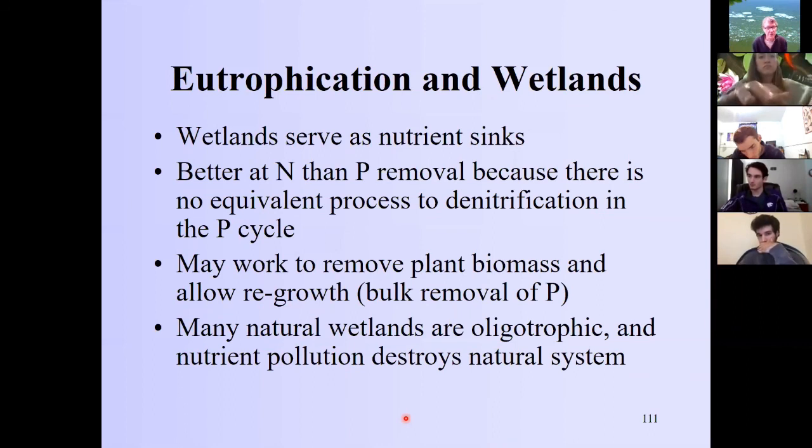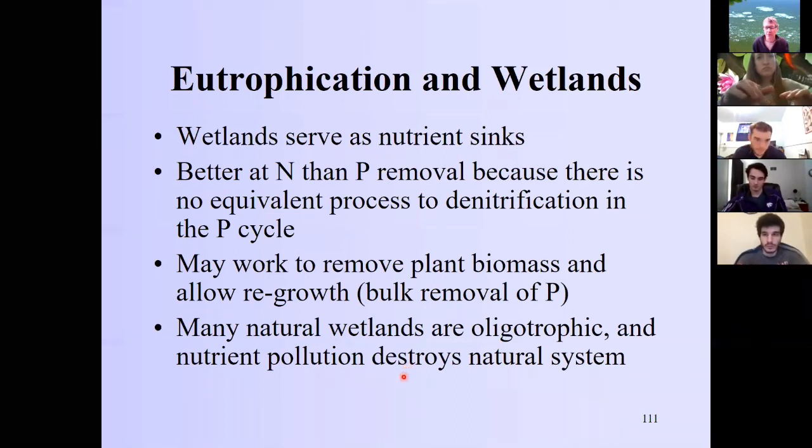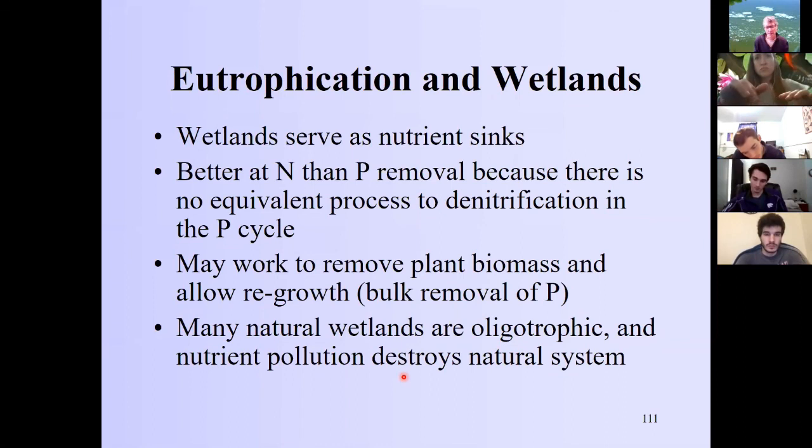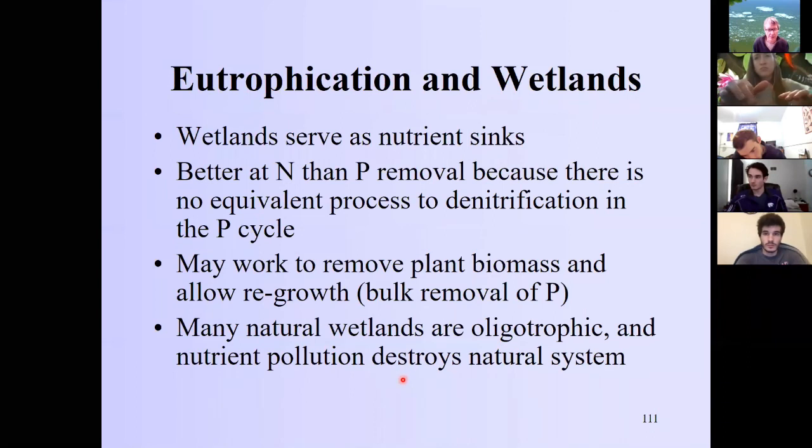So they're useful in that, but also many natural wetlands are oligotrophic, and so nutrient pollution really destroys the natural system. And we saw in the previous chapter these wetland fertilizations showing which nutrients limited wetlands. And it can push them, as we talked about with the Everglades, to undesirable species, to monocultures of species, and things that basically don't provide the same ecosystem services that the intact wetland does.